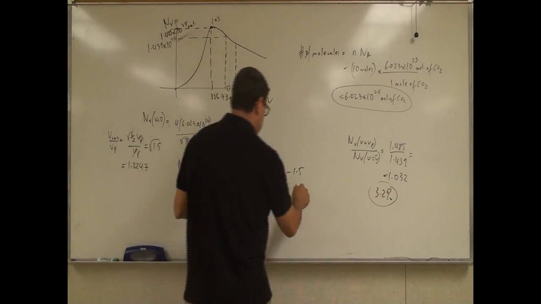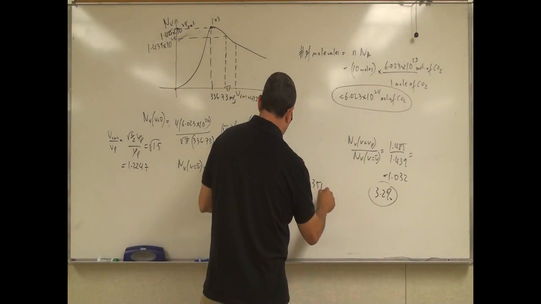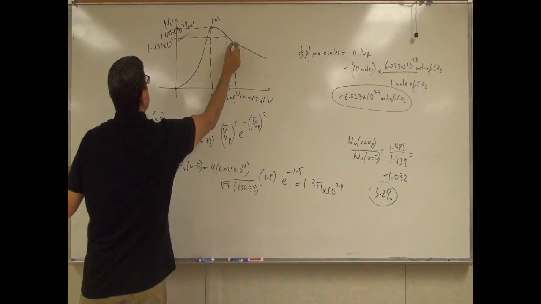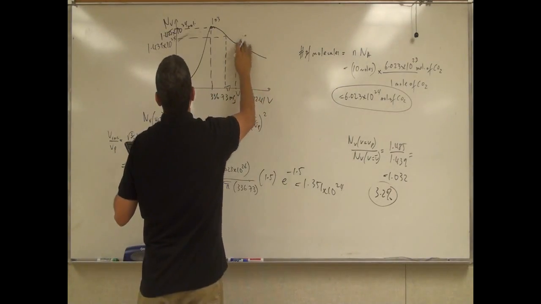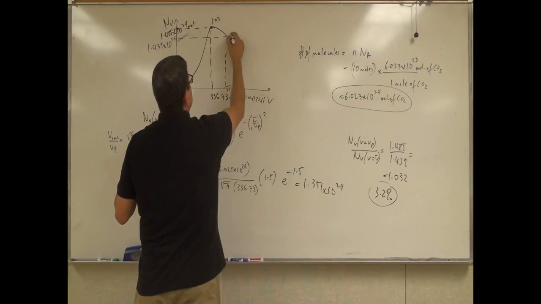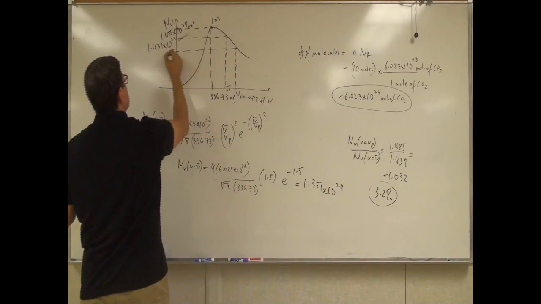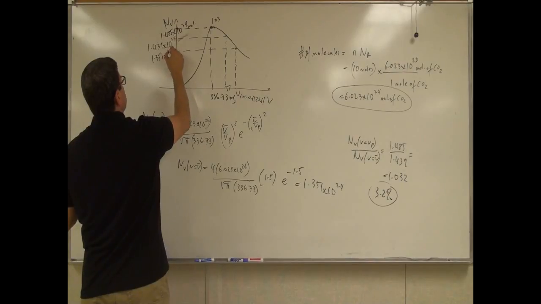And then you're going to get here 1.351 times 10 to the 24. There the drop is a little bit more, 351. So it starts to come down. 1.351 times 10 to the 24.